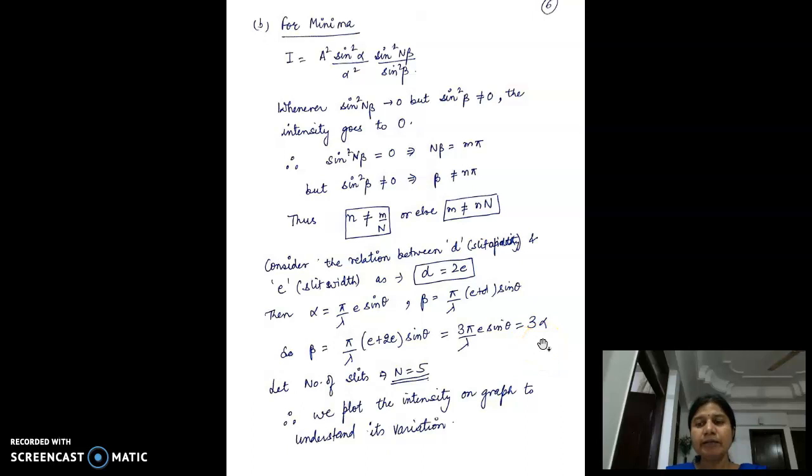And to make it more clear, let us consider a limited number of slits. Normally this number of slits is very large, but right now we are taking the number of slits equal to 5. So now we are going to plot the intensity on a graph by taking n equals 5, beta equals 3 alpha, and let's see how the graph looks to understand the positions of maxima and minima.